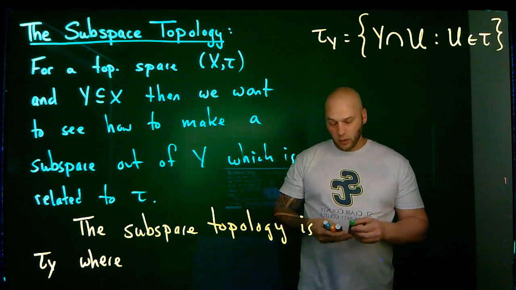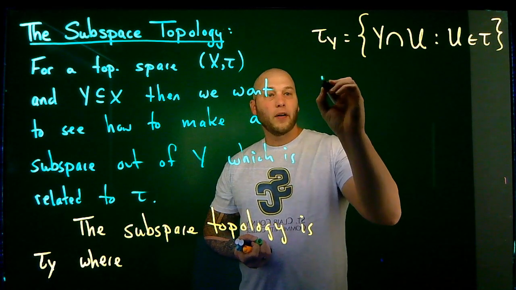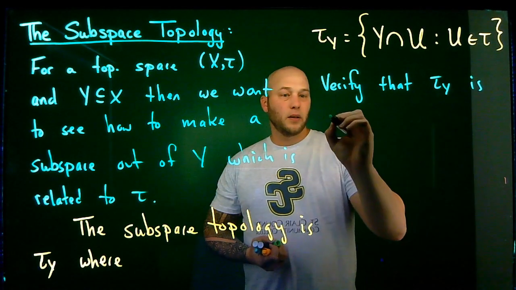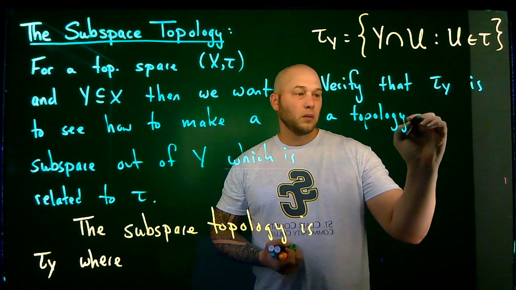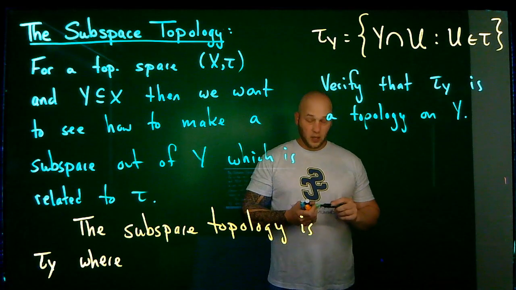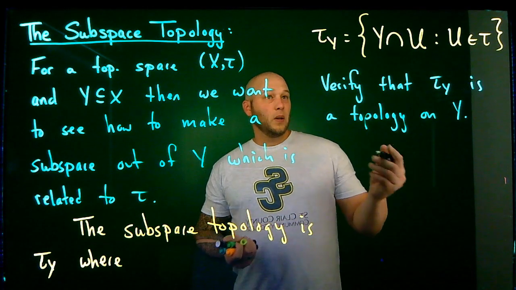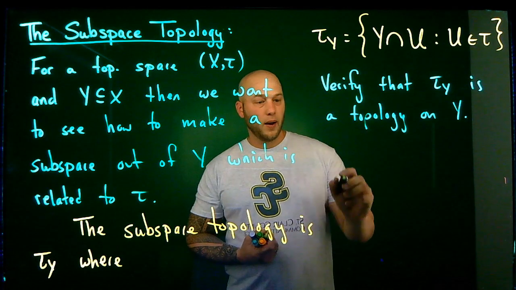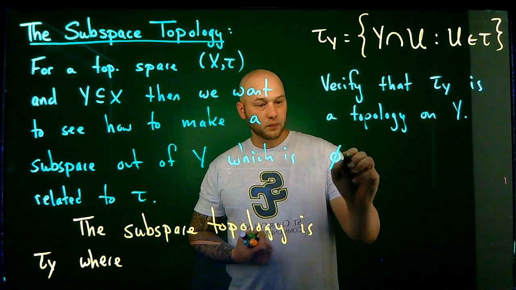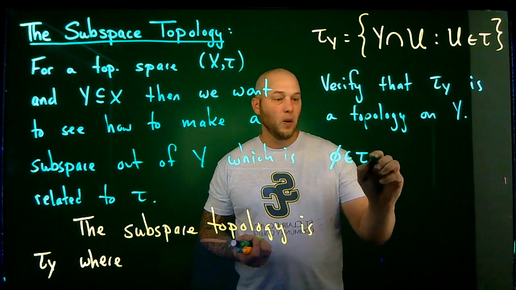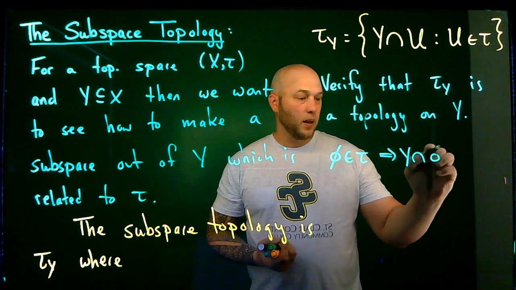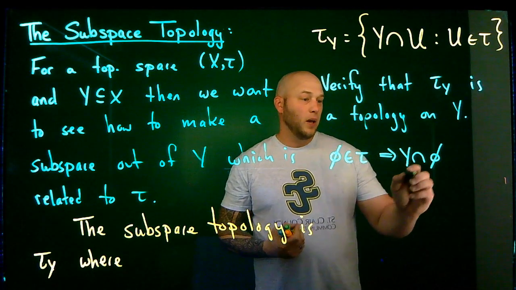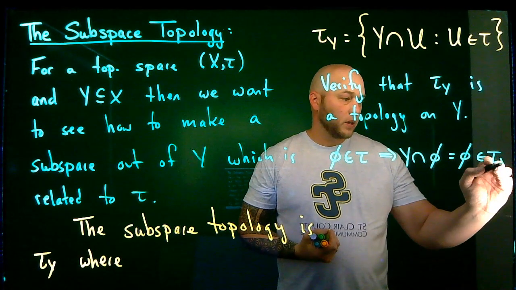Well, if that's going to be a topology, we should probably first of all verify that tau Y is a topology on Y. It's a pretty straightforward computation. What I'm going to do is take elements of the primary topology tau, and we're going to show that we can generate a topology out of tau Y. In particular, I know that the empty set is an element of the primary topology tau, therefore Y intersect the empty set satisfies the definition of tau Y. It's Y intersect elements of the topology tau. And of course, this is equal to the empty set, and that is an element of tau Y.